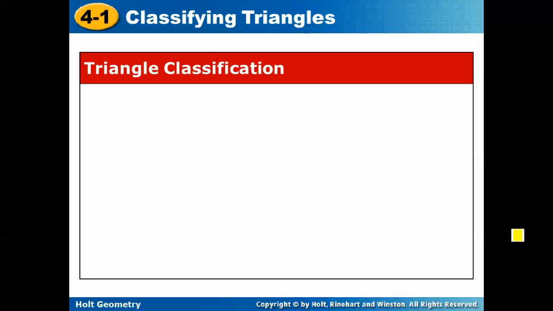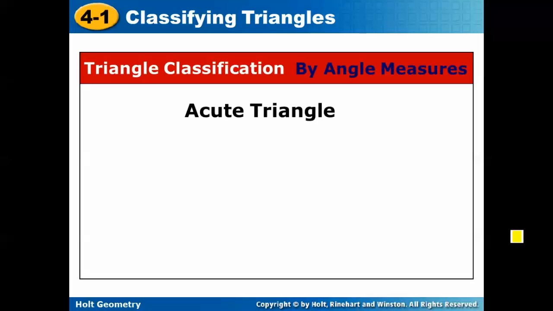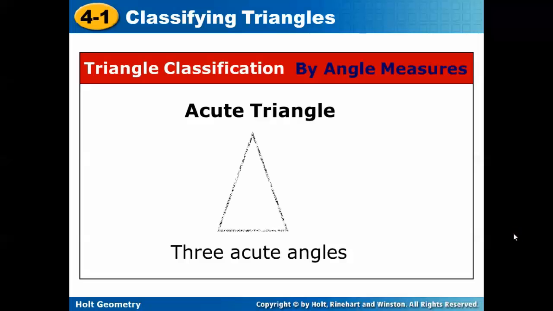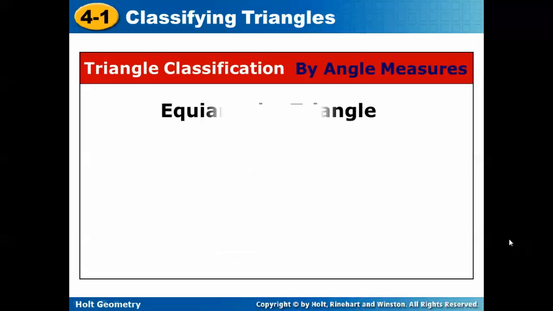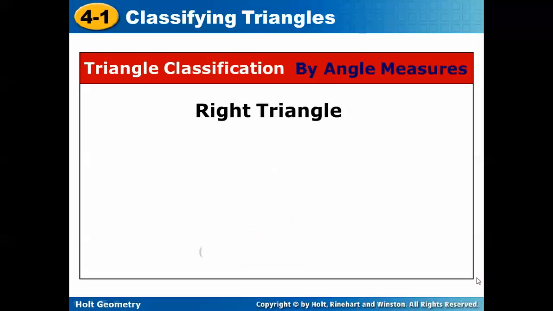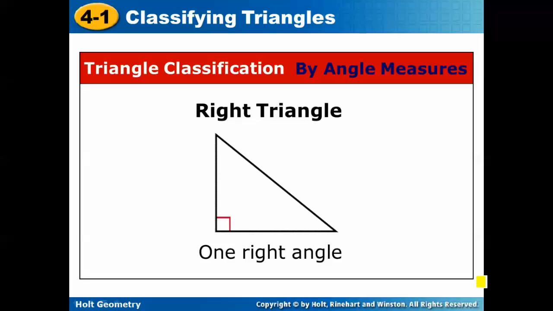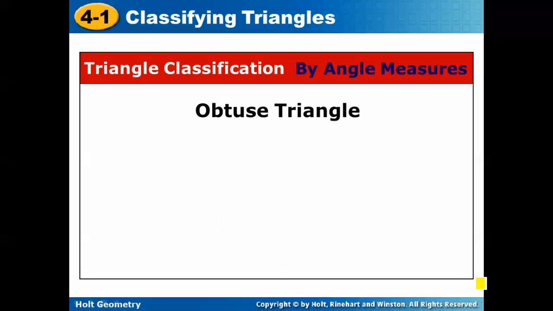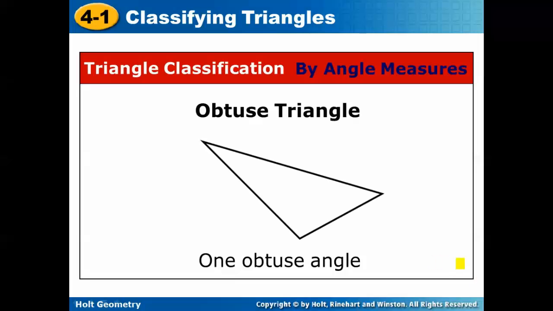We're going to talk a little bit about classification by angle measures. An acute triangle has three acute angles, so as you can see, all three angles are less than 90. An equiangular triangle has three congruent acute angles, so all three angles are the same. They're represented with the arced lines here so that you can see that all three are congruent. And a right triangle has one right angle in it. An obtuse triangle has one obtuse angle in its triangle.